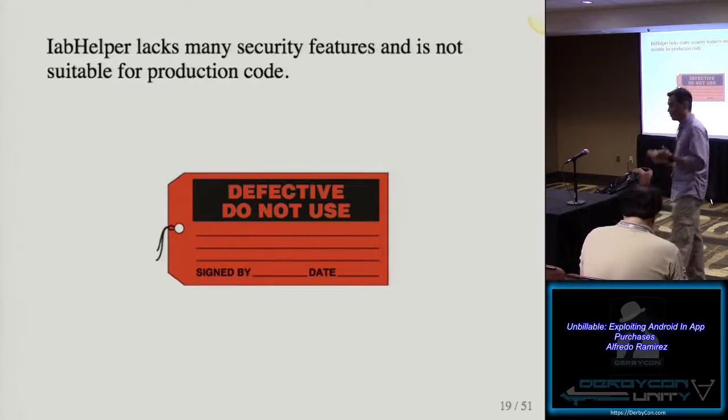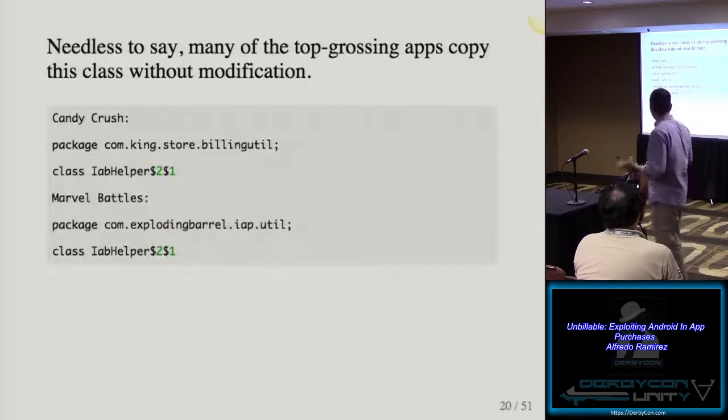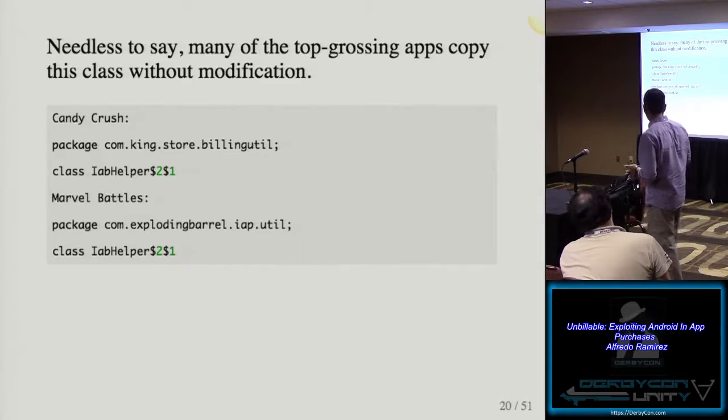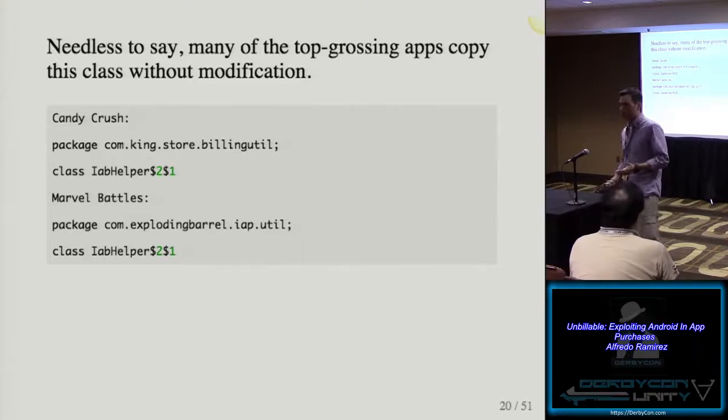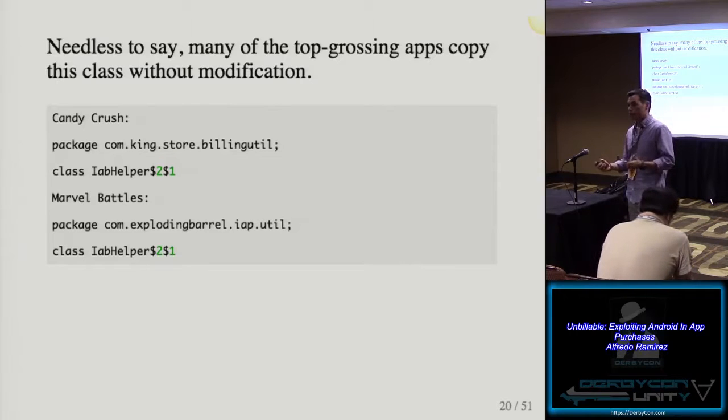It's not for production. So what happens? Well, everybody uses it in production. Candy Crush literally just takes the class and copy pastes it. One of the other top grossing games, Marvel Battles, just takes it and copy pastes it. There are tons of other games where it's actually trivial to see, because obfuscation in Android is done just by enabling ProGuard when you compile. So you'll just have class B, which is IAB Helper, wholesale, and they haven't changed anything.